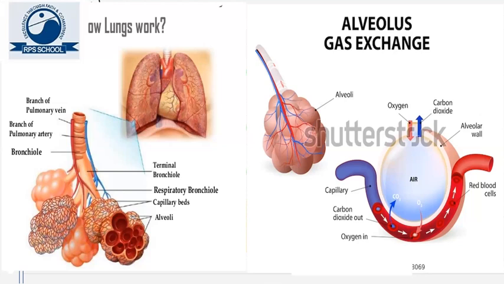Similarly, carbon dioxide produced in the process of internal respiration inside the cells is transported by the blood from all the cells back to the lungs. It passes into the alveoli from the blood vessels and is expelled from our lungs.